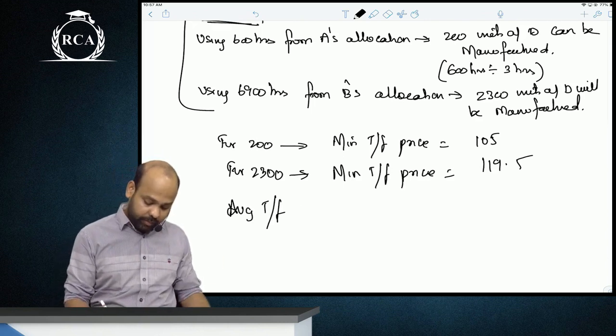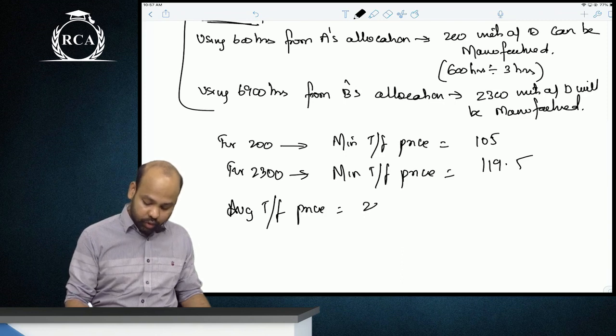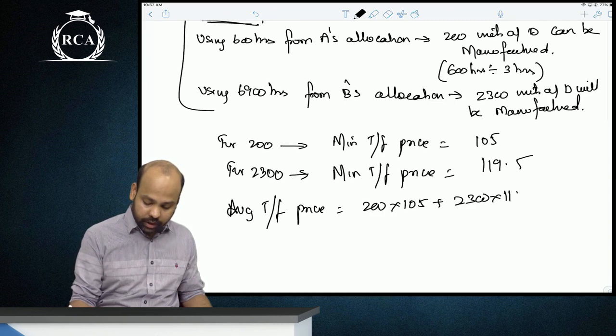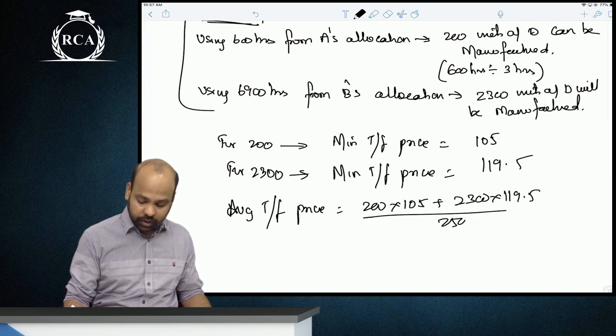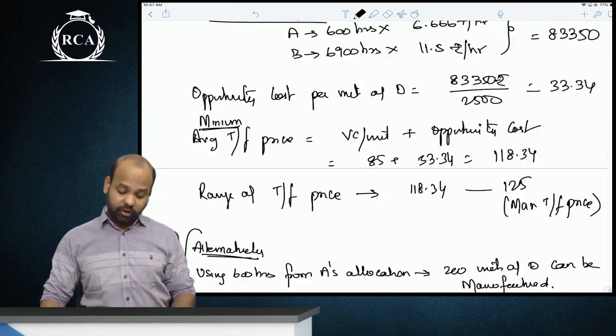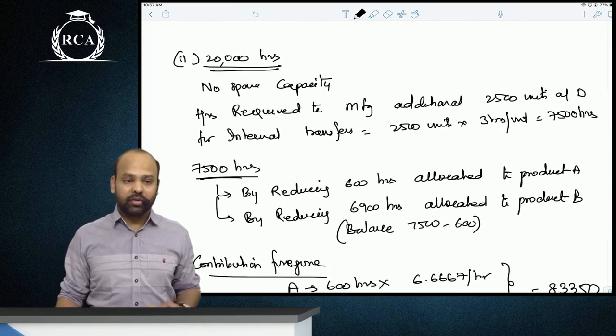Average transfer price, please do not take a simple average. 200 units at 105, 2,300 units at 119.5, divided by 2,500. This will undoubtedly give us 118.34. This is your alternative way of presenting it. But I hope you've understood this.